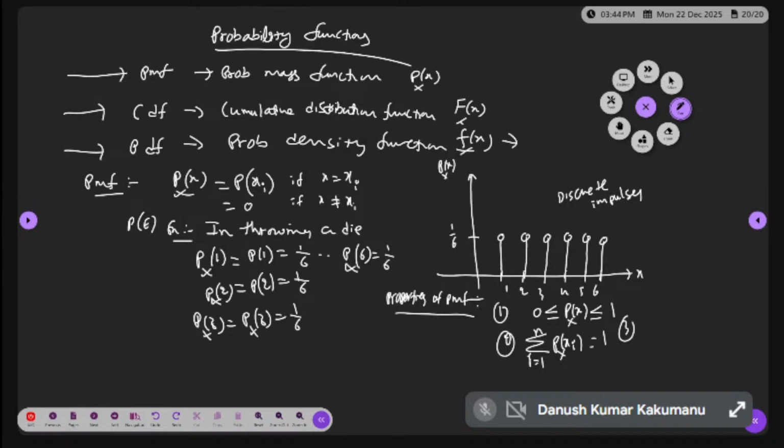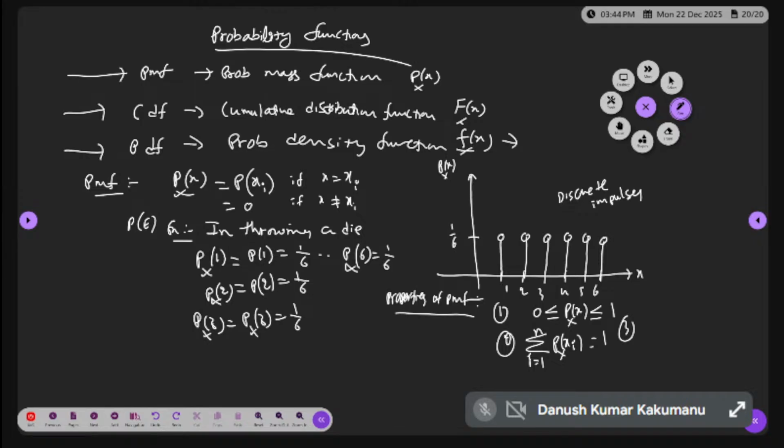Like what are the discrete distributions? Like binomial and Poisson. Totally 5 distributions are there. Out of that, binomial and Poisson are discrete. Remaining 3 are continuous. You're all understanding? PMF represents the binomial and Poisson. So that is the introduction about PMF, probability mass function.